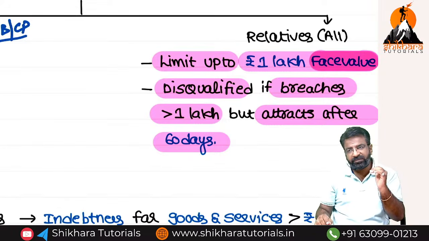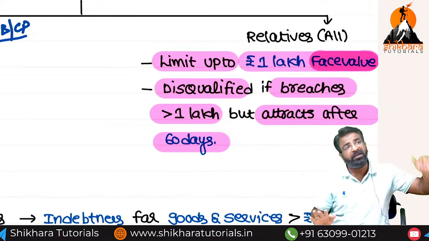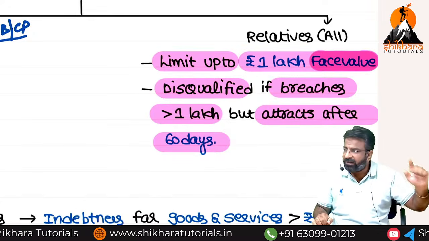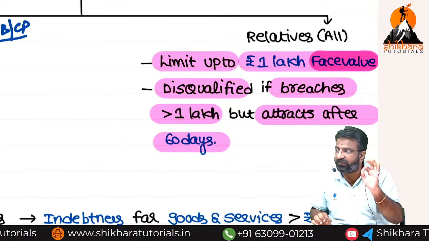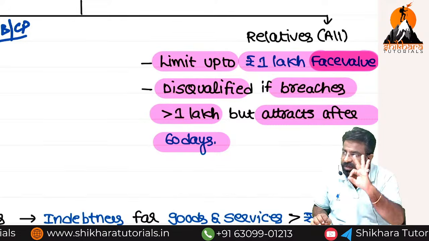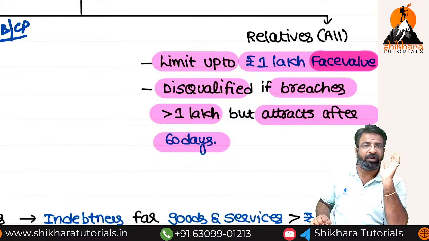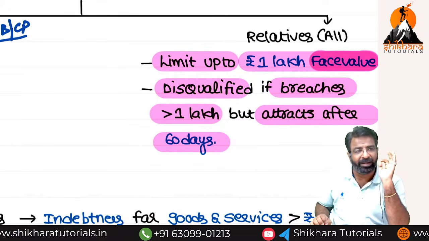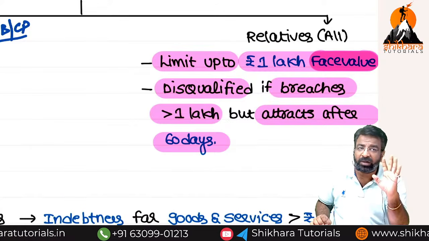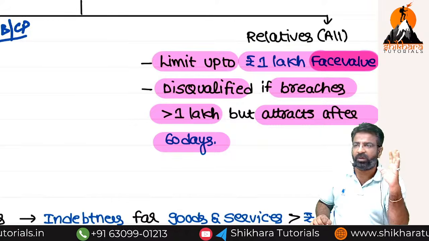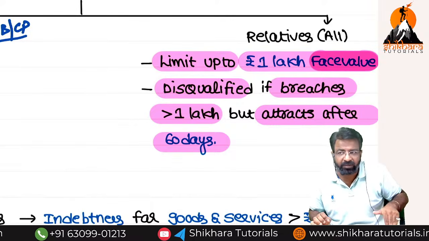If my relatives are holding the security, neither me nor my partner, but my partner's wife is holding shares worth rupees 90,000 face value, whose market value is 3 crores, in my client's company. Qualified or disqualified? 99,000, qualified. Exactly 1 lakh face value, qualified. 1 lakh 1 rupee, disqualified. But this disqualification will not attract immediately.